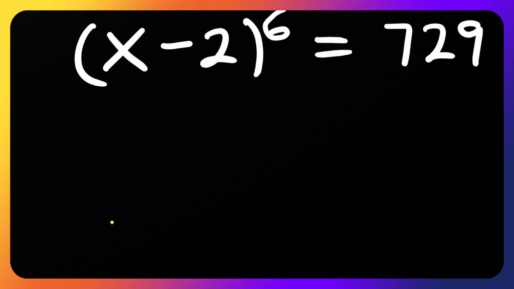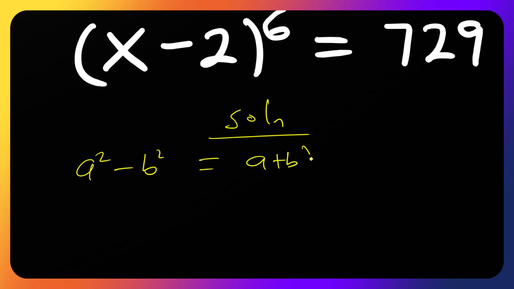Alright, let's solve for x here. Given (x minus 2) all raised to 6 equals 7 to 9. Solution. Now let's make good use of the difference of two squares. So given a squared minus b squared, that will be a plus b, a minus b. So we can write this one as x minus 2.